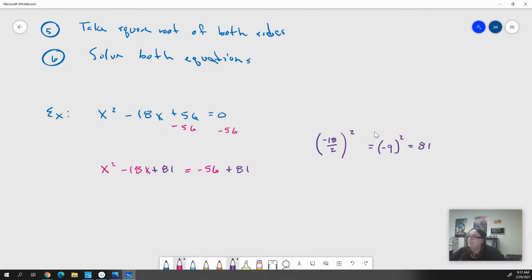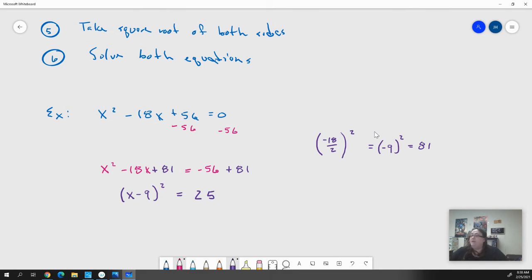This is going to create this perfect square trinomial. Notice x squared is a perfect square, it's x times x. 81 is a perfect square, it's 9 times 9. If I multiply 9 times 1, I get 9, and I double that, so it works well. So this becomes x minus 9 squared, and it's going to equal 25.